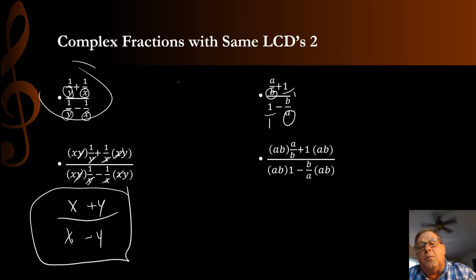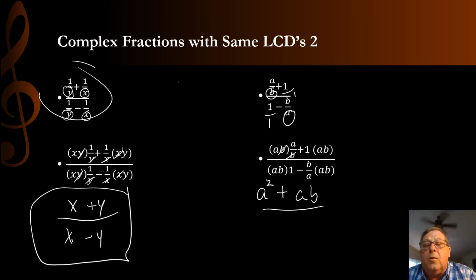And so starting in our numerator, we got ab times a over b. My b's cancel. I got a times a, well, that's a squared. And then I got plus 1, positive 1, times ab. Well, that's just going to be ab. And let's hit the denominator right quick. We got ab times 1. Well, that's going to be ab again. And then we got negative b over a times ab. Our a's cancel up here, and we got negative b times b, which is going to give us negative b squared.